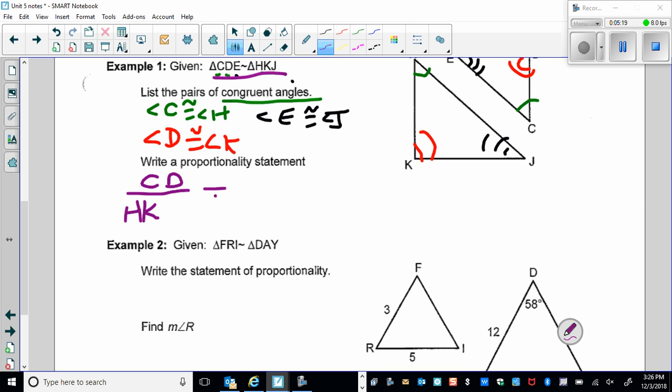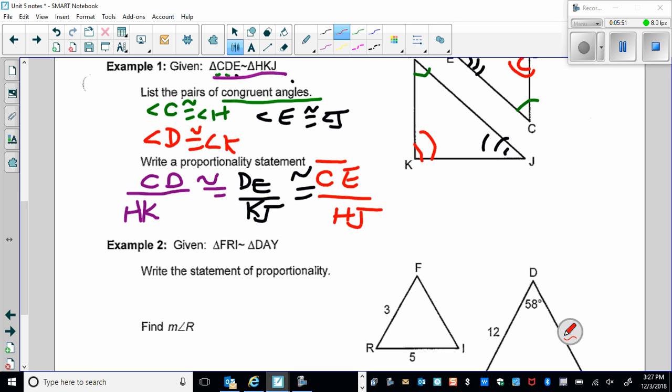So that is going to be congruent to the second letter, which is DE, over the next letter, which is going to be KJ, right? It's congruent to the first and the last letters, which is C with E, whatever length that is, over HJ. This is called the statement of proportionality. So you put the lines on top. Okay, that's what we got. That is the proportionality statement.